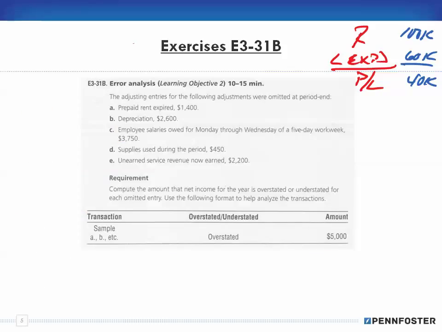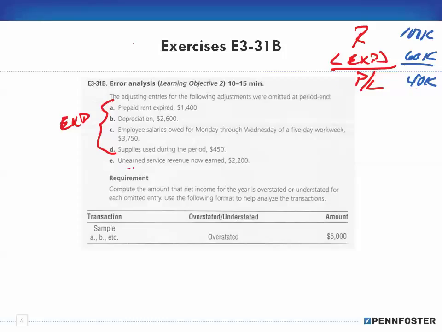Right, and the last one here is, let's see here. Okay, unearned service revenue now earned. Now notice that A, B, C, and D were all dealing with expense accounts. And because we didn't make the entries, our expense accounts were all understated. It means we didn't put enough in those expense accounts, and because there wasn't enough in the expense accounts, that made our original profit or loss overstated.